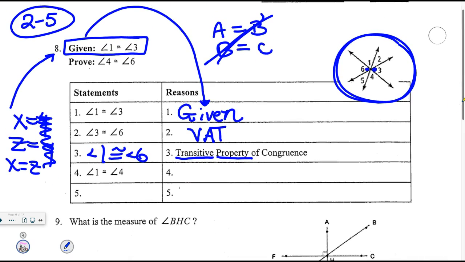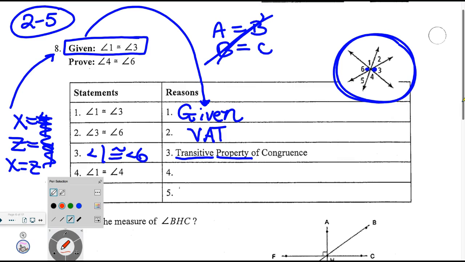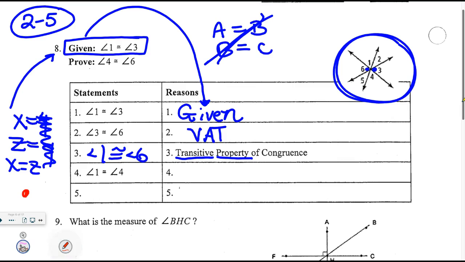Look at angle 1, and look at angle 4. And again, you might say, why are you going to the picture now? Because there's nothing about angle 4 in any of my other stuff. It's got to be coming from the picture. Why can they tell me that angle 1 is the same as angle 4?